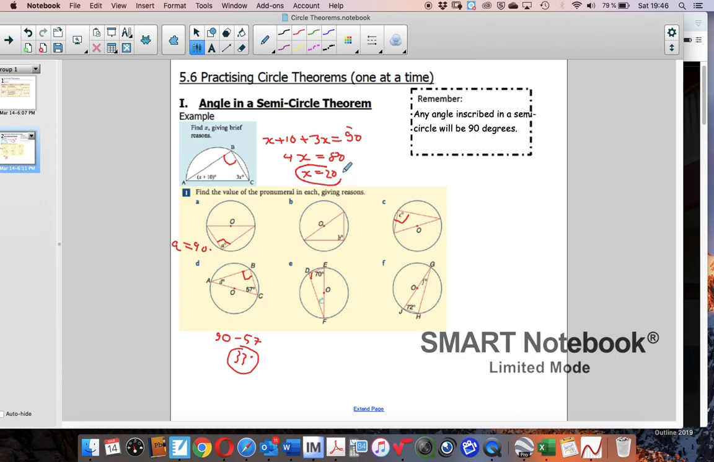And of course you can always check if that works indeed. If x is 20, this angle is 60 and this angle is 30, and all together we do have 90 degrees. Okay, so there's your first property. Go ahead and complete the other exercises for it.